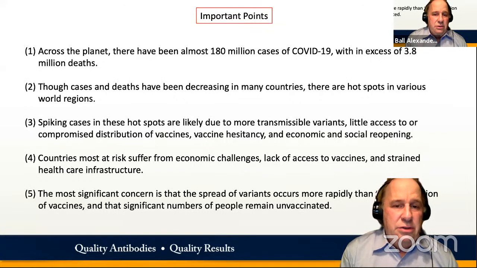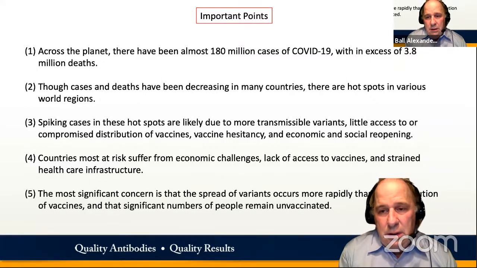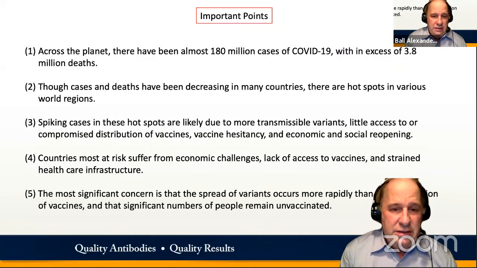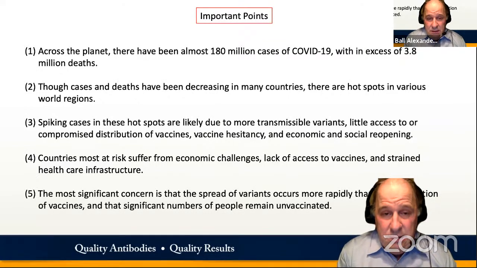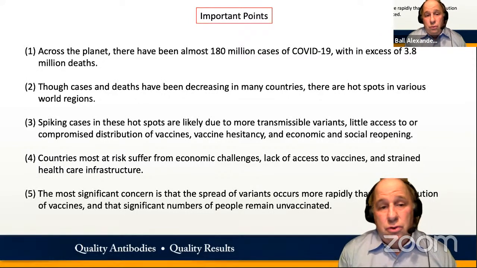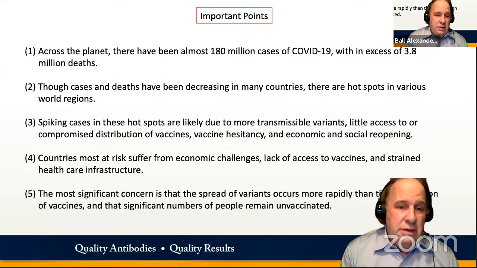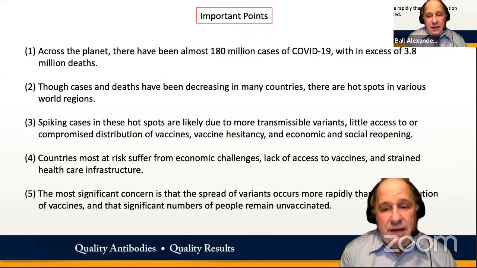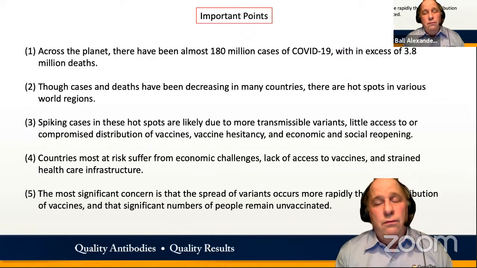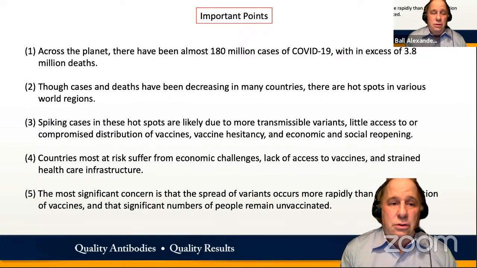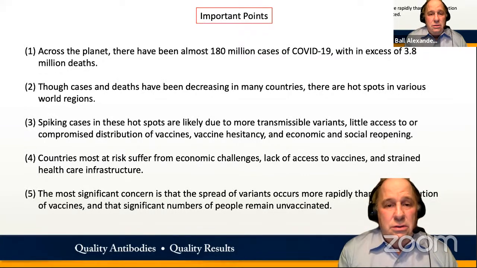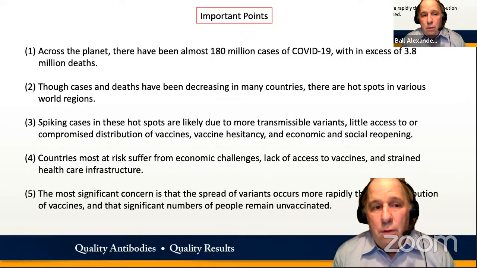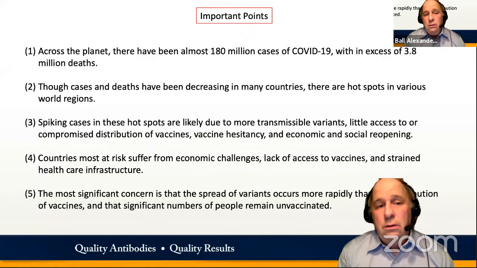Spiking cases in these hotspots are likely due to more transmissible variants, little access to or compromised distribution of vaccines, some vaccine hesitancy, and economic and social reopening as the economies try to reopen. The countries most at risk suffer from economic challenges, lack of access to vaccines, and strained healthcare infrastructure. This was something that we saw all over the world. In the early part of the pandemic, certainly in China, and then certainly in the United States and Europe.